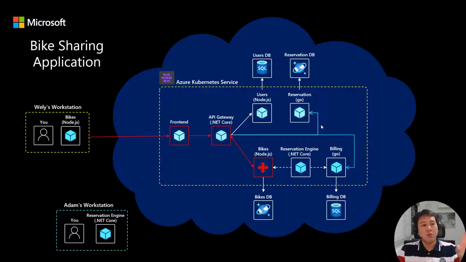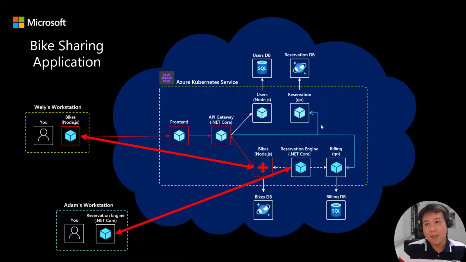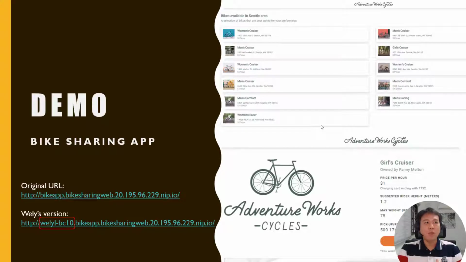Because what happens is when the bike microservice on the Kubernetes cluster that I have pre-configured is reached, it reroutes to my local version. The same thing applies to my colleague, let's say Adam. Adam is working on the reservation engine, but he's using .NET Core and let's say Visual Studio, right? A similar thing happens in their case, and we can work independently without stepping on each other's code, and that's a lot more efficient. Okay, I'm going to show you now the demo of this bike sharing app.